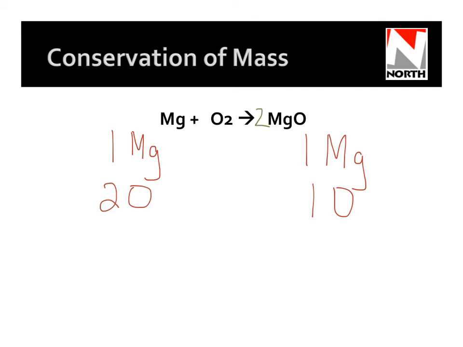So now I have a total of 2 oxygens on that side. But by putting that 2 there, remember I also changed that. So now I have 2 Mgs. So I need to put a 2 over here to make that equal. So now I have equal on both sides. I have a total of 2 Mgs, 2 oxygens, 2 Mgs, 2 oxygens. So we're good to go. Okay?